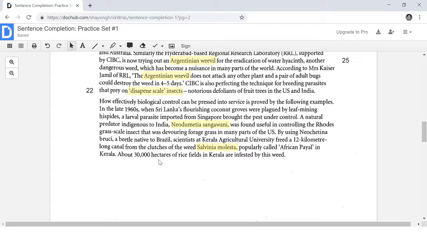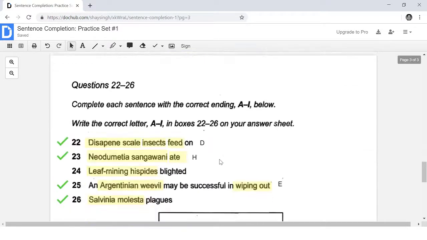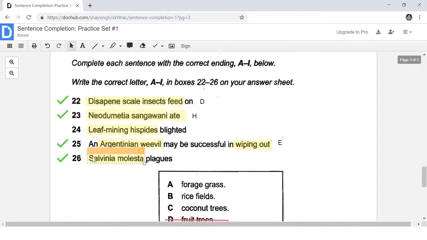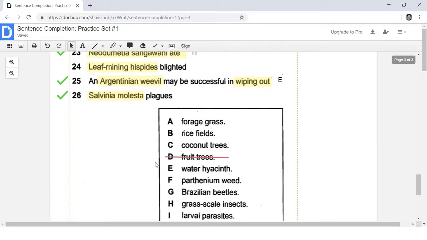So here we have found our answer. It tells us what this weed infests. It infests rice fields. It's big trouble for rice fields. So it says Salvinia molesta plagues what? So plagues is just synonym language for infests, okay? Synonym language for infests. And the correct answer is right here, B, rice fields.